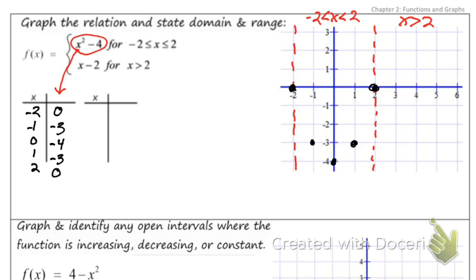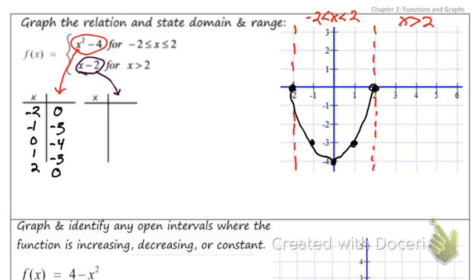And note those red lines are kind of our walls, so we need to stop at both of them. We're not going to do any arrows. We're just going to stop at those points. All right, now when my x is greater than 2, we're going to use the other equation. The other equation is x minus 2.